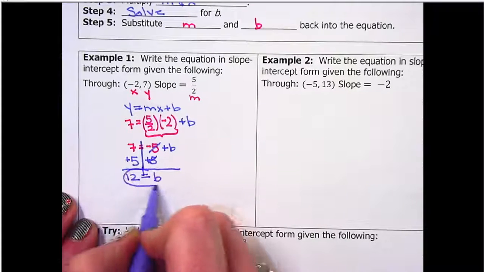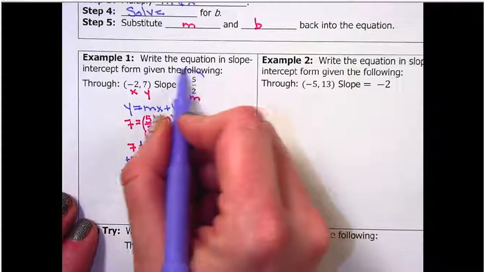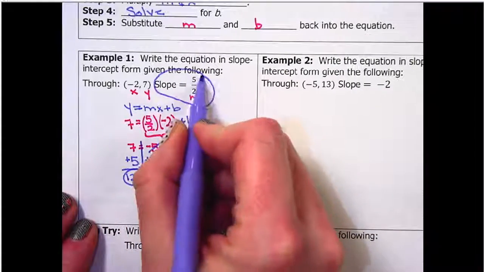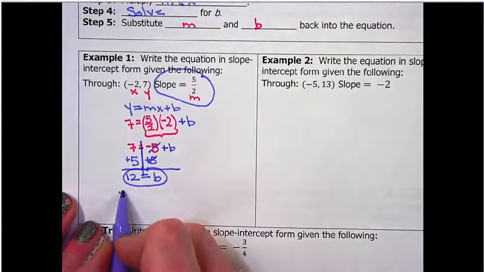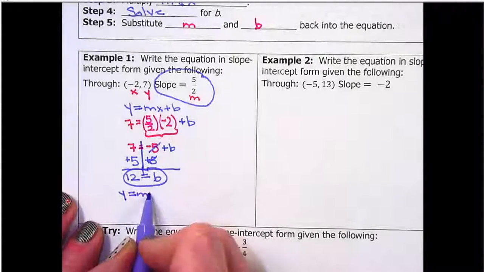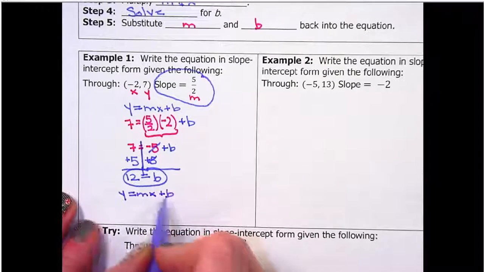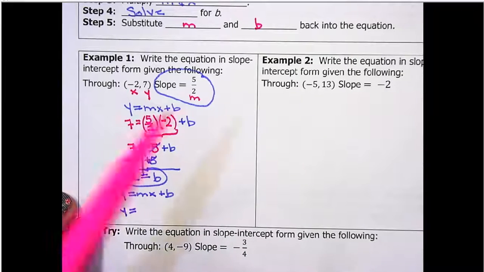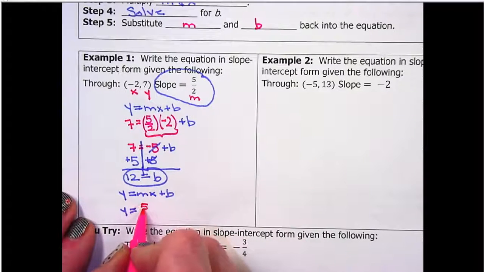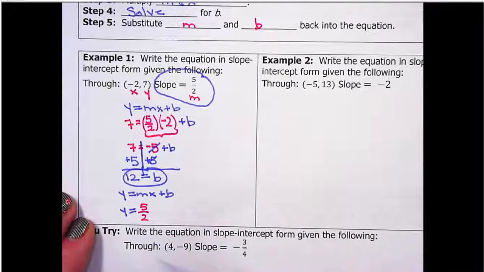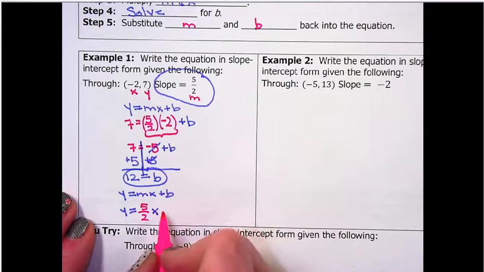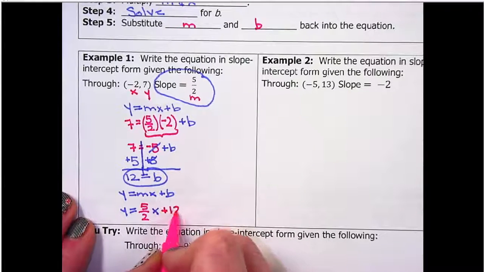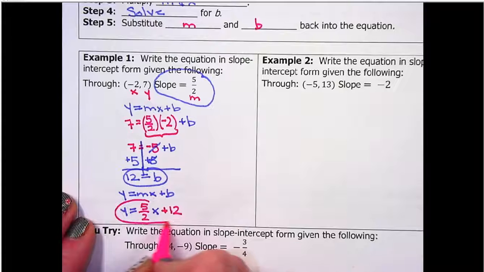So I have my two puzzle pieces. I have my b. I had my m. It was given to me. Now I can write an equation in slope-intercept form. So I am going to replace m with the slope, which is 5/2. Then I'm going to replace b with what I solved to get b. It's a +12, so I'm going to express it as +12. And this is my final answer.